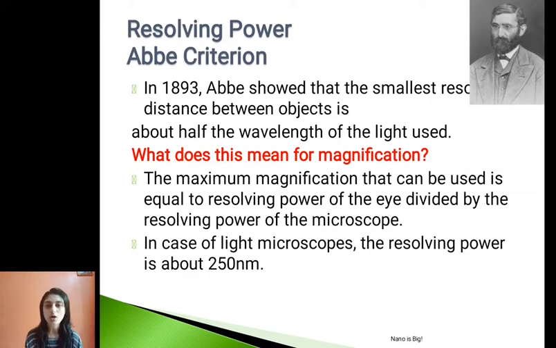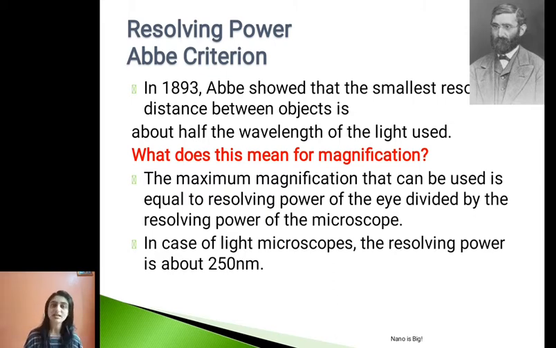So let us talk about resolving power. There are two criteria: one is the Abbe criterion, the second is the Rayleigh criterion. In the Abbe criterion, in 1893, Abbe showed that the smallest resolvable distance between objects is about half the wavelength of light used. I repeat, Abbe showed that the smallest resolvable distance between objects is about half the wavelength of light used.